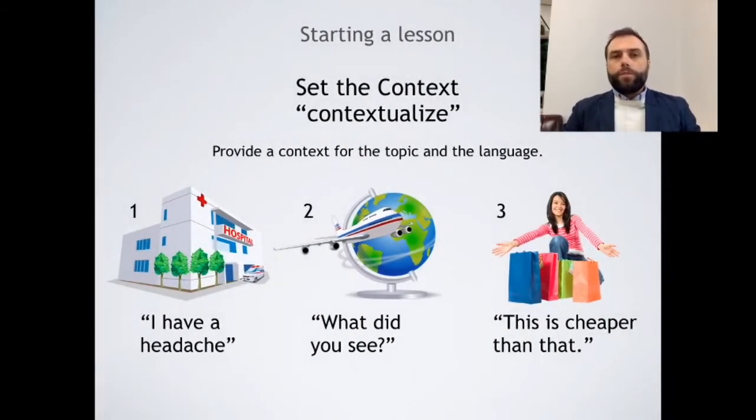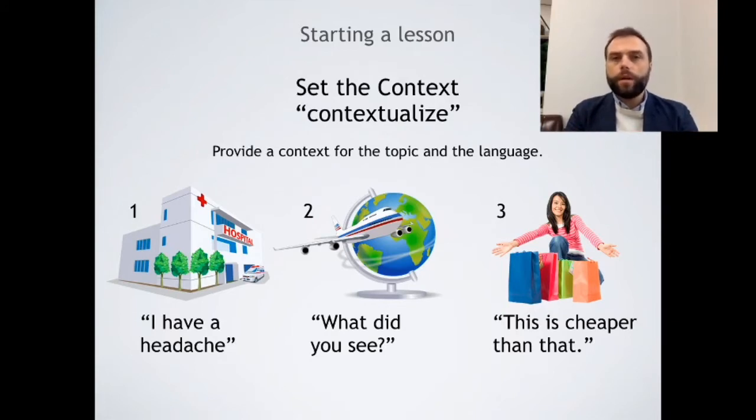Okay, some more tips about starting a lesson. Set the context. This is a really important concept for teaching. So set the context of the lesson at the beginning. Contextualize the lesson. This means provide a context for the topic and the language.